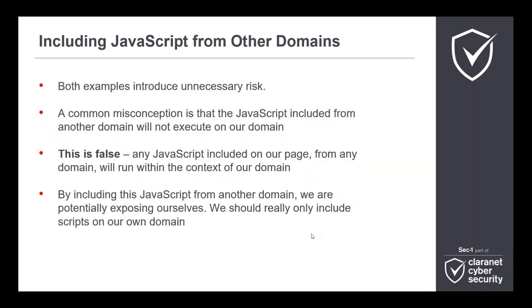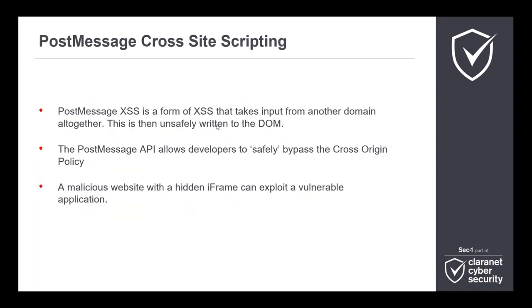We want to run things from our domain because on our domain, we know what we're serving up and we can change it immediately. We can do whatever we like with it. Also, a very common misconception I found is that if you include JavaScript from another domain, then it will execute on that domain. That is not true. Any JavaScript included on our page from any domain will run in the context of our domain. So by including this JavaScript, we're potentially exposing ourselves. We should only really include scripts on our own domain. So the meat of the issue that we found is to do with postMessage cross-site scripting.